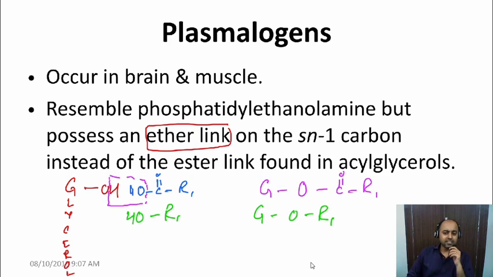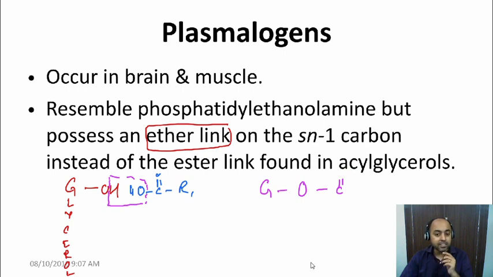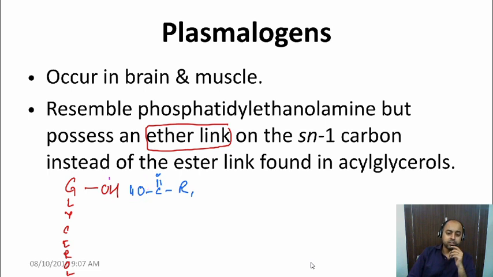So one of the fatty acids is replaced by an alcohol. Typically it is an unsaturated alcohol. So these are known as the plasmalogens. Plasmalogens, as you can see, occur in the brain and muscle. They are very important for neural development. They participate in the cell-cell interaction, which is a very important role for a lipid.